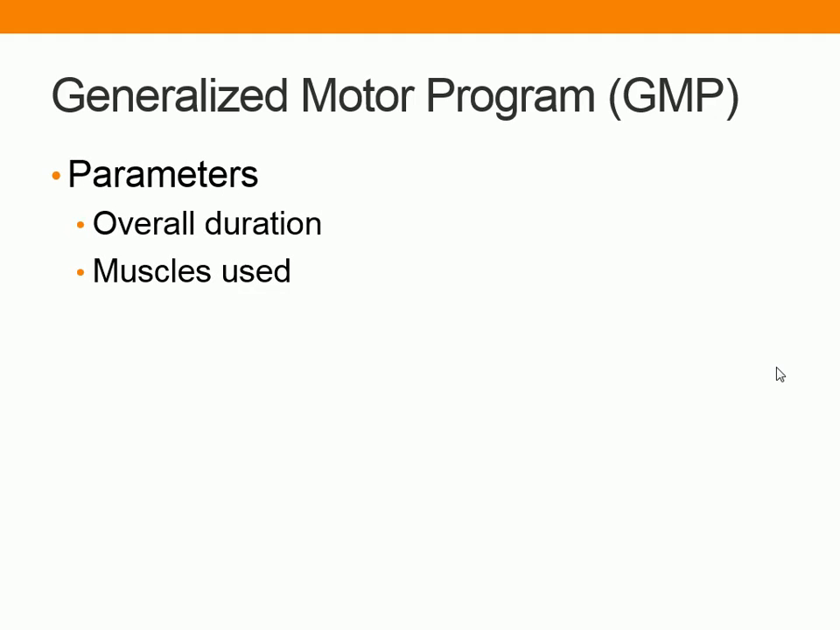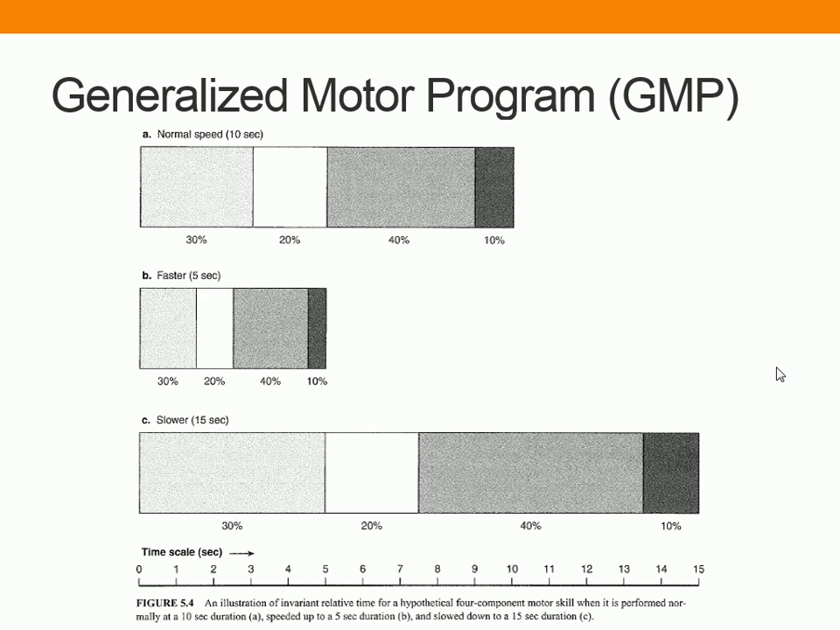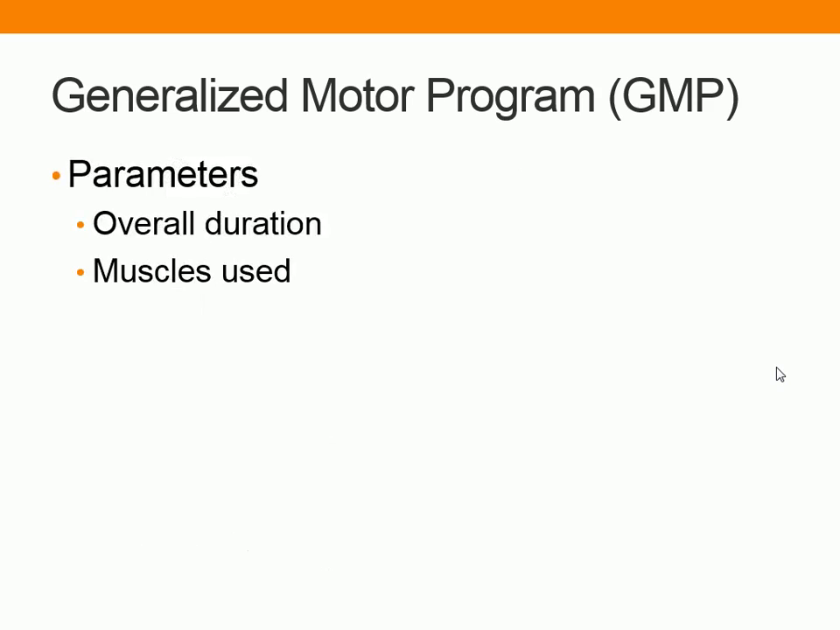Okay, so beyond the invariant features then is the concept of parameters. The two parameters that we can identify are overall duration and the muscles that are used. Remember, parameters are things that are changing, adapting based on flexibility of different skills operating under the same generalized motor program. So overall duration changes. If I go back to that same last slide, we see the overall duration here is 10 seconds, 5 seconds, 15 seconds. Those are parameters that have been scaled to meet the goal of each of these tasks. Remember, again, these are hypothetical tasks, but we're scaling the parameter of overall duration to meet the needs of what we're looking for.